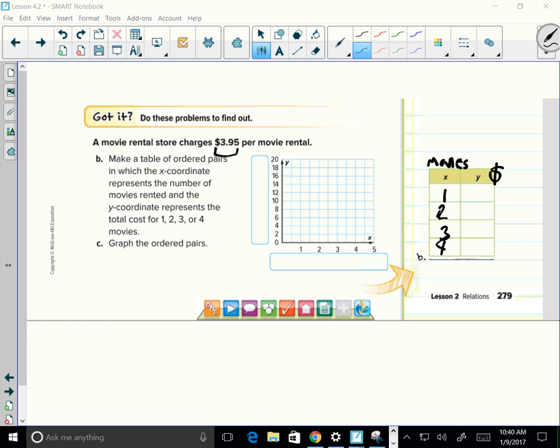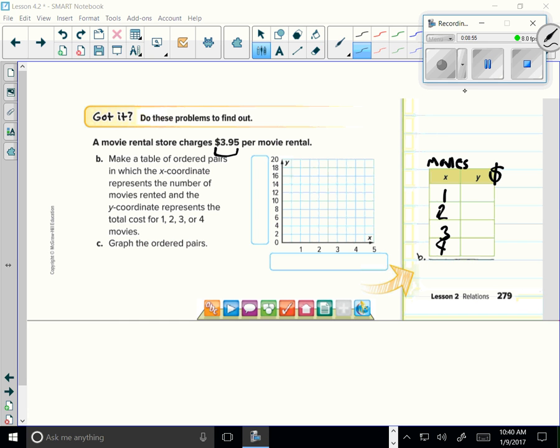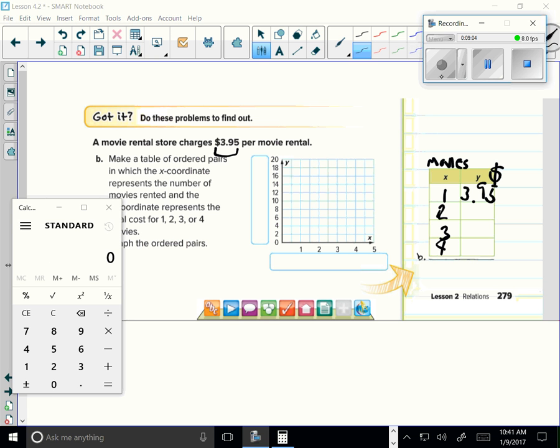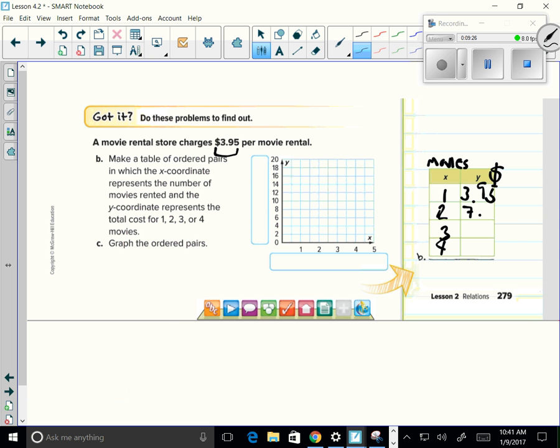All right, so that means if I want to rent one movie, I'm going to pay the $3.95. That I don't really have to do any math for. I know that already. Okay, I went ahead and brought up the calculator just so we can double check our work. Now, if I rent 2 movies and they each cost me $3.95, I can go ahead and get that total because $3.95 times 2 gives me 7.9. And I can write it as $7.90.